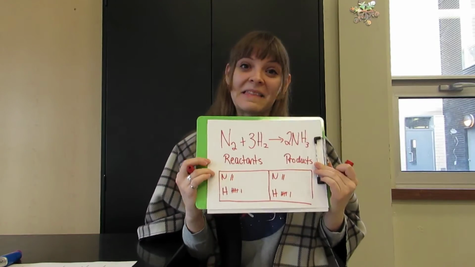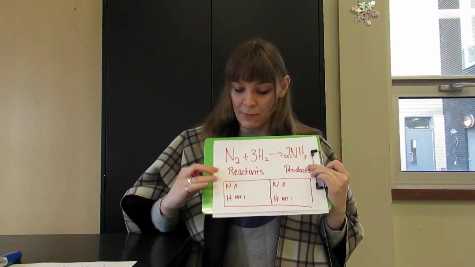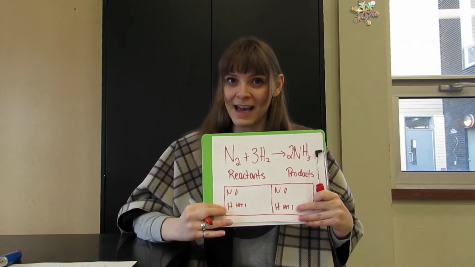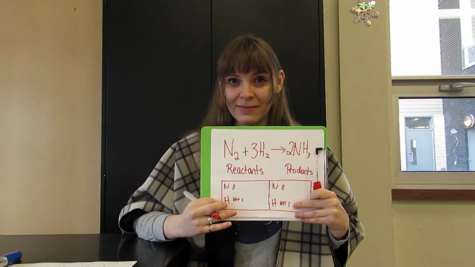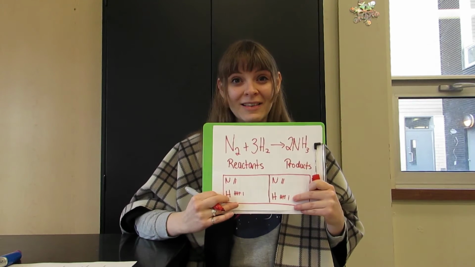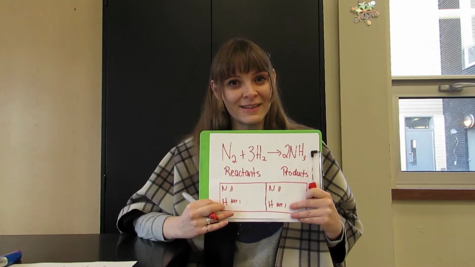So we can see that this equation is balanced. We have 2 nitrogens on each side of the equation, and we have 6 hydrogens on each side of the equation. Now let's take a look at an example that is not balanced and see how we can balance it.